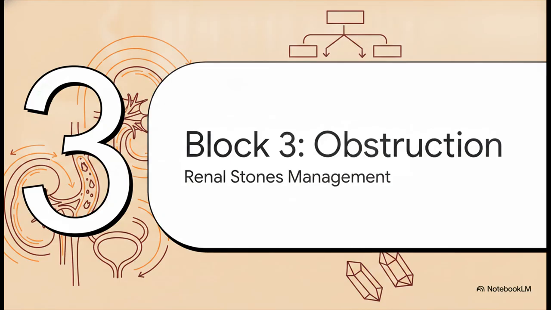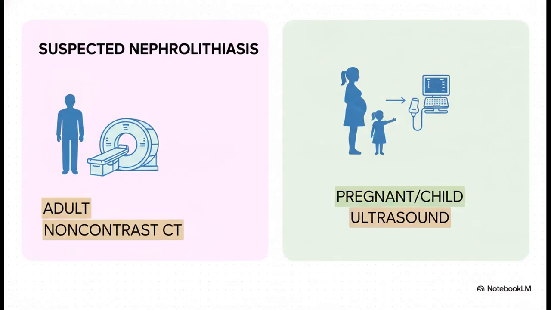All right, transitioning to Block 3, acute obstruction. Let's lock in the diagnostic and treatment logic for nephrolithiasis. The classic presentation is unmistakable. Sudden, severe, colicky flank pain that radiates straight down to the groin, usually accompanied by hematuria.